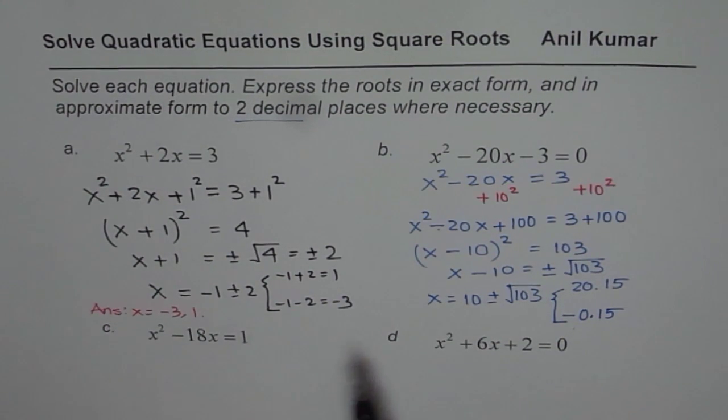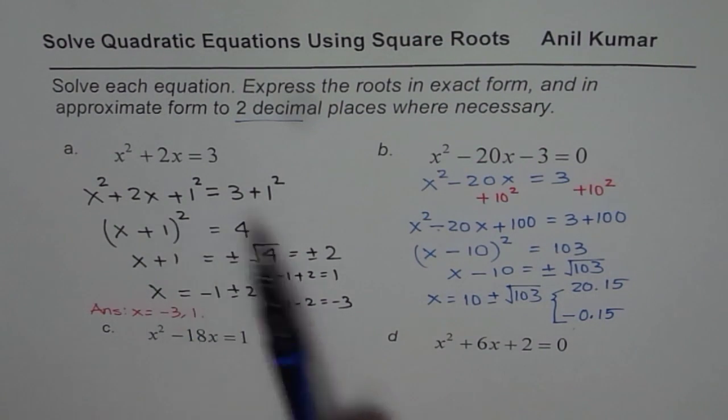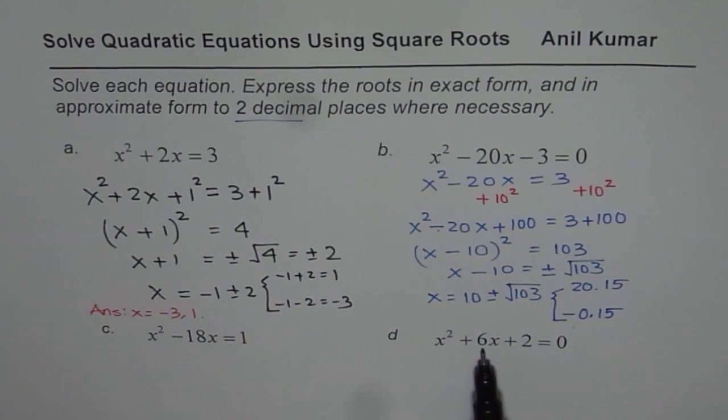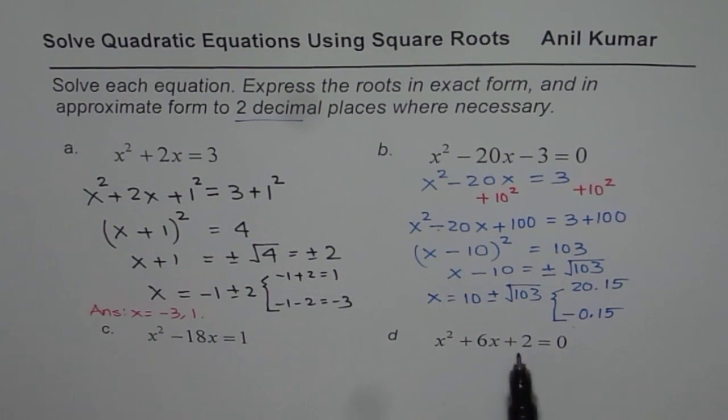Now these are two questions for you to practice. Adopt the strategy which we just learned. You have to add and subtract what? Half of 18, which is 9, squared. So add 9 squared on both sides. In the other case, half of this is 3, squared, that means 9. So add 9 on both sides, then also you can solve it, correct?